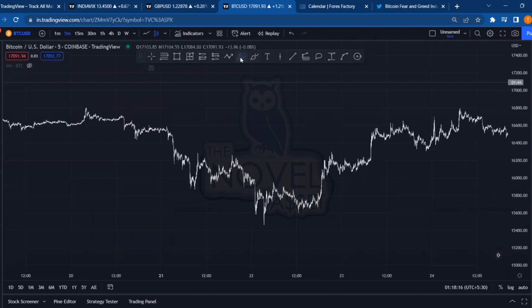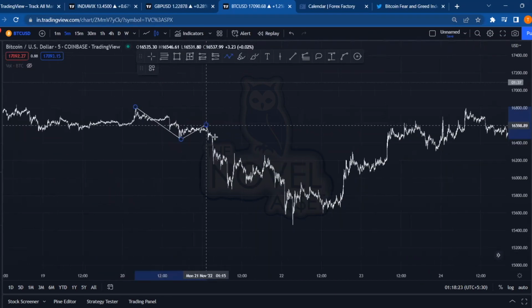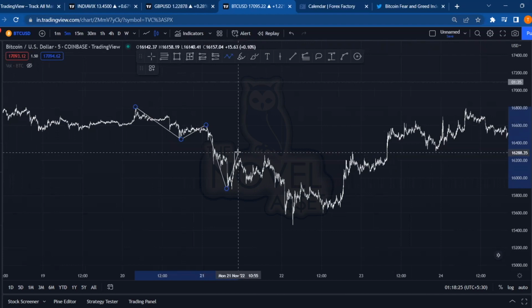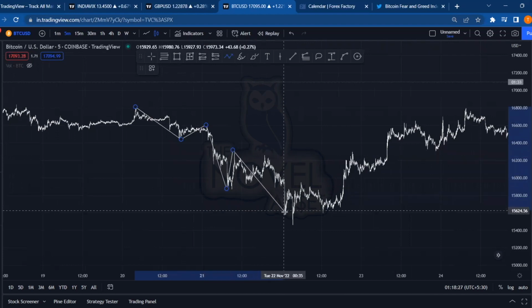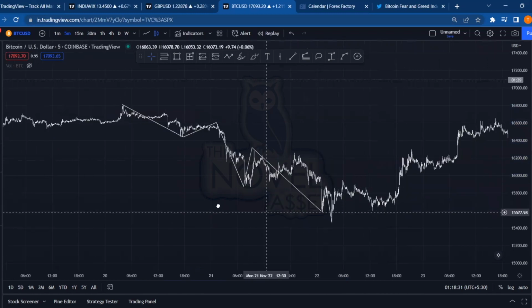Over here you will mark your structure. This was your high, this was your lower low if you compare from the previous lows, and then there was a lower high, then a lower low again, a lower high again, and then a lower high, a lower low again, and a lower high and lower low. So this was your major structure when the price was going downside.